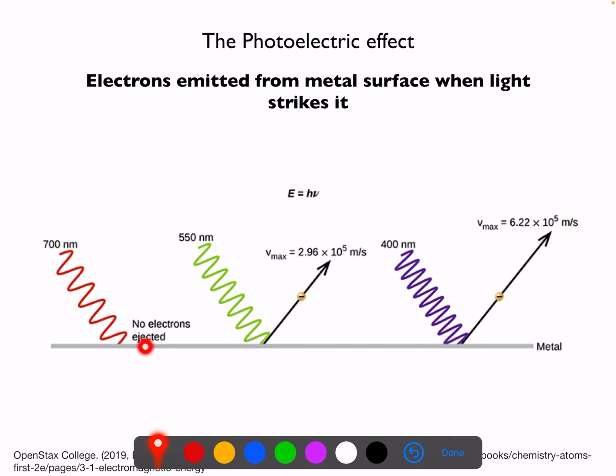However, if you do red light, you can't eject an electron. And the problem with this, according to the wave theory of light, is that no matter how much red light you use, you'll never get an electron ejected. And yet the tiniest bit of green light, or the tiniest bit of purple light, ejects that electron. So what's actually happening? Why can't red light do it, but these other lights do it?